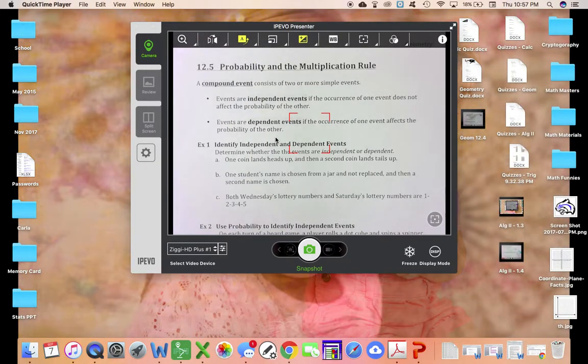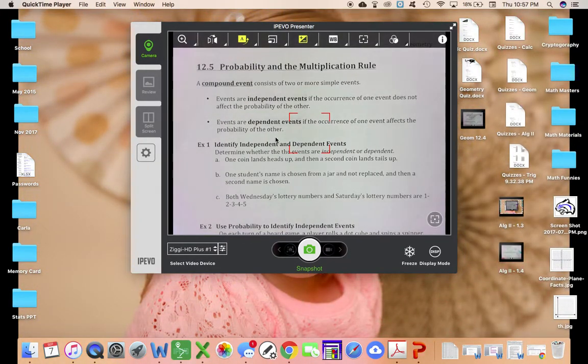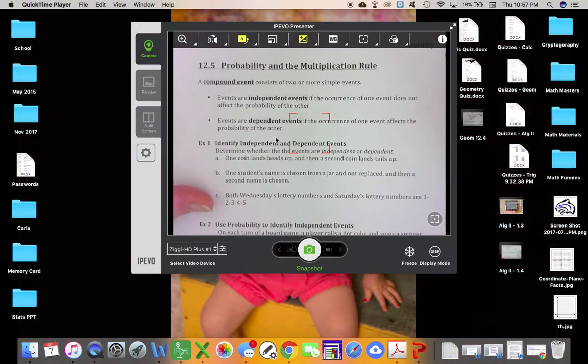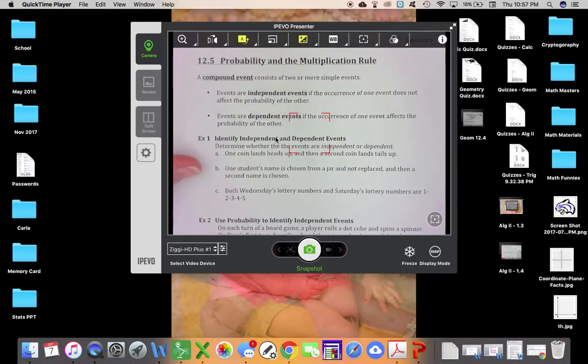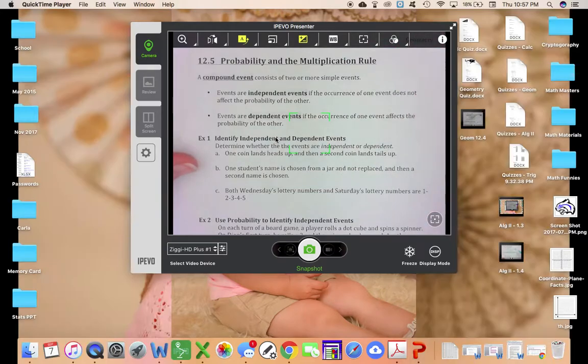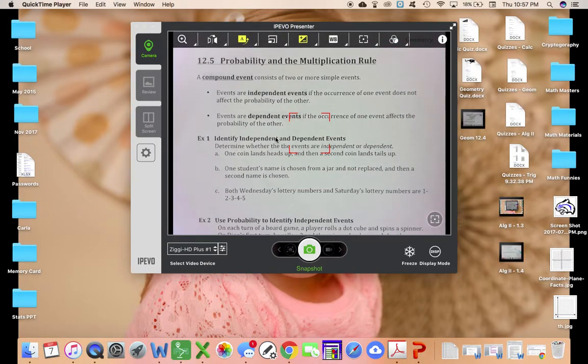For geometry, this is section 12.5, probability and the multiplication rule. We've already dealt with problems like this before, so I'm going to run through this fairly quickly. The multiplication rule, so we're going to be multiplying probabilities together today.